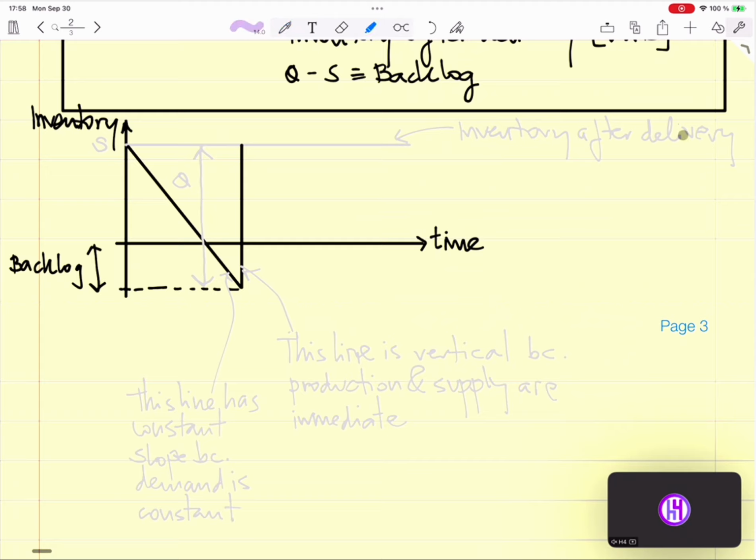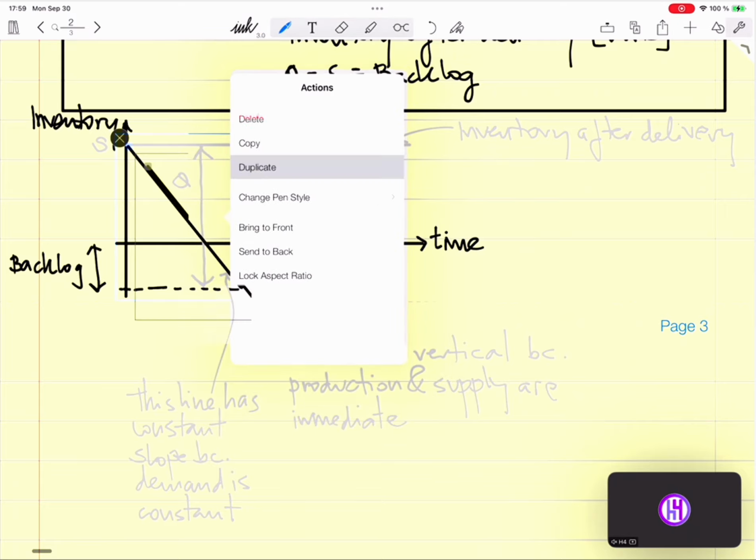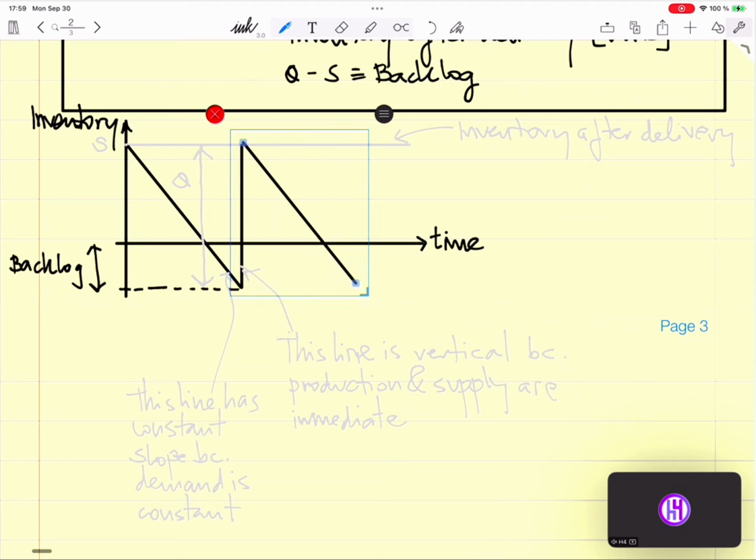So the way it happens is that you have an inventory after delivery. You start consuming your inventory, you go into the backlog, and then at some point you get a delivery of Q, and then it goes on and on all the time like this. Okay? So this is basically the way it works.